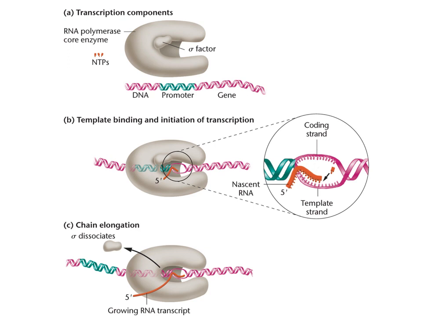Okay, once this process begins, the sigma factor disassociates. It's no longer needed. We know where the promoter was. We're already past it. We're making this RNA strand. This is transcription, okay? Now there are a couple of other elements other than just the promoter that we need to talk about.